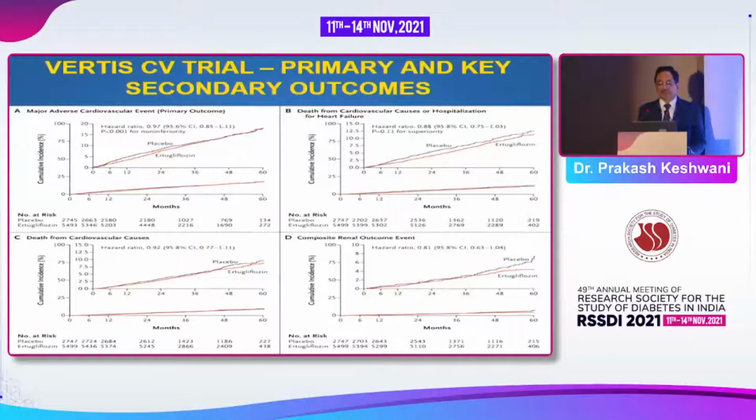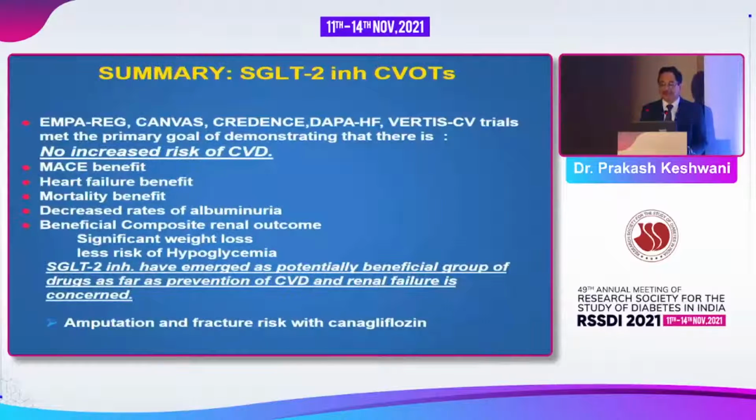Ertugliflozin was also studied and was found to be cardiac safe. It also showed that there was much decreased death because of cardiovascular causes, and the hospitalization for heart failure was also reduced. Renal outcome was also found to be beneficial, and there was a decrease of nephropathy by 19%.